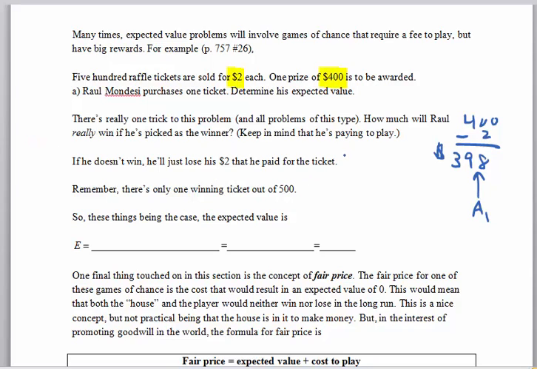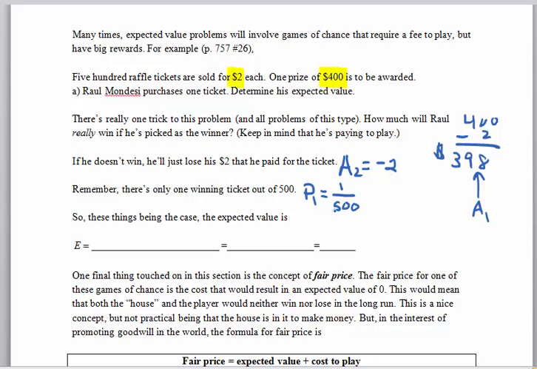So what that tells you is that A2 is really negative 2. So A1 is 398 and A2 is negative 2, and there's only one winning ticket out of 500. So what that tells us here is that the probability that he wins, what we'll call P1, is just 1 out of 500, because he's only buying one ticket.